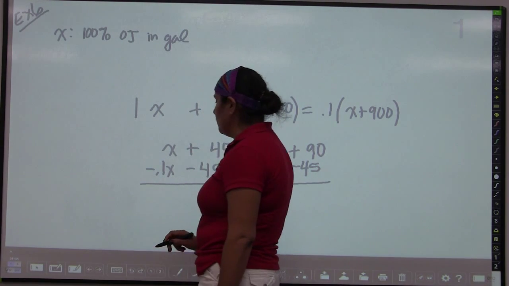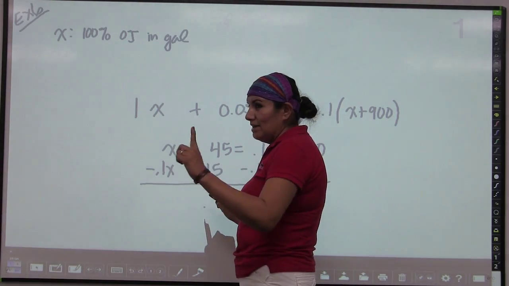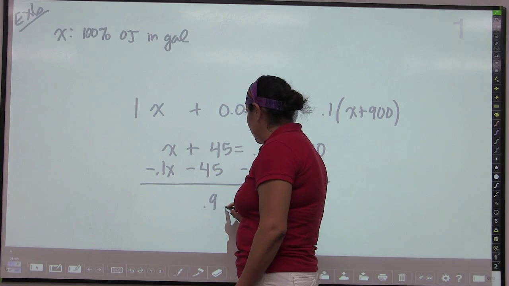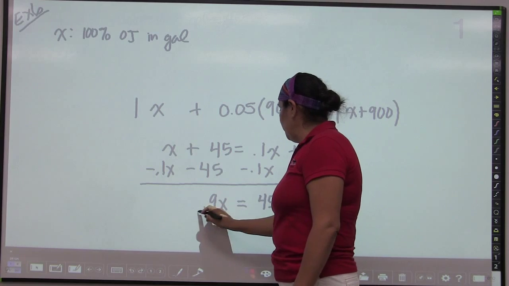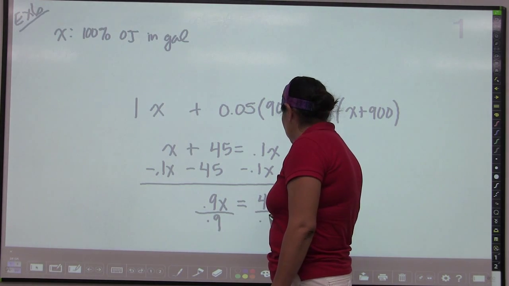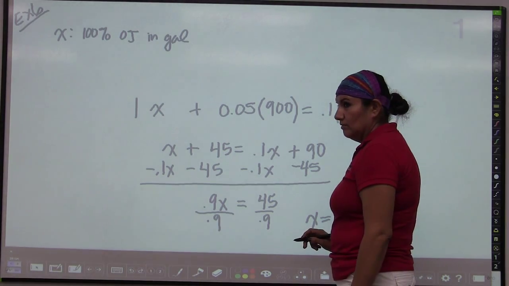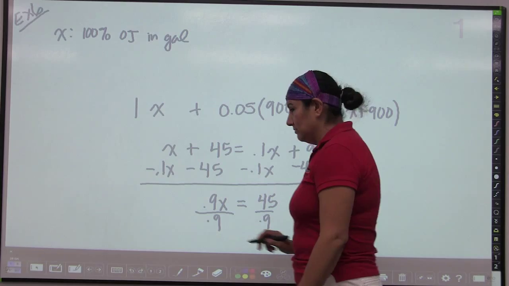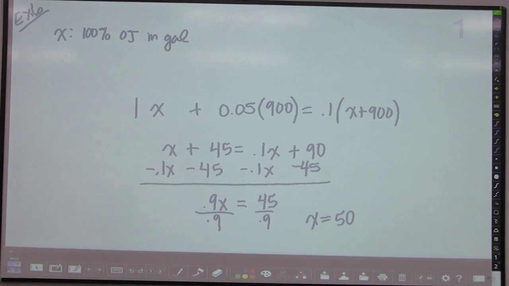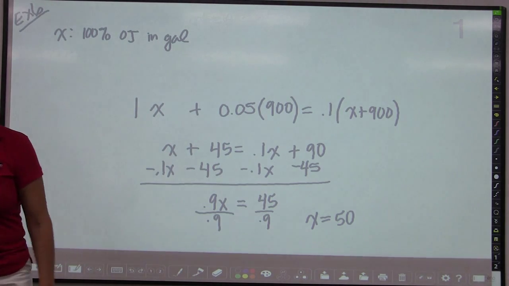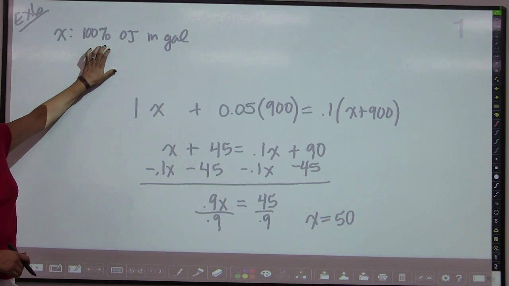So what's x minus 0.1x? 1 minus 0.1 is 0.9x, is equal to 45. And if we divide 45 by 0.9, you get 50. Just 50. So you got 50 gallons of how much? What was x again? The amount of 100%.